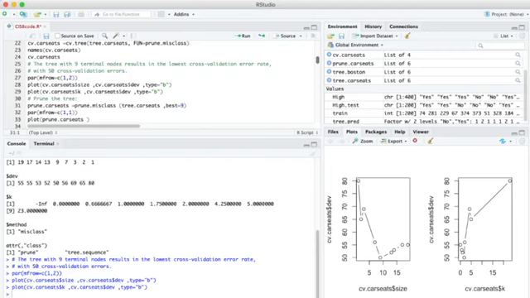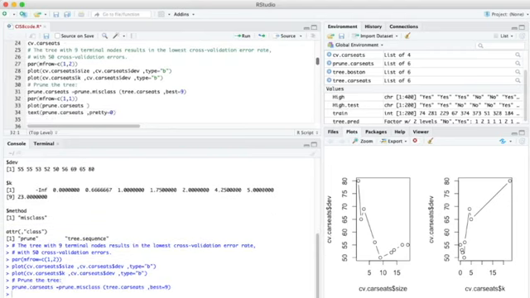So now we create a new pruned tree, the tree that has been cut. We name it prune.carseats. This is equal to prune.misclass. We use the function prune.misclass for pruning the tree. So we want to cut the tree.carseats, where we want the resulting output to have 9 terminal nodes. So best is equal to 9.